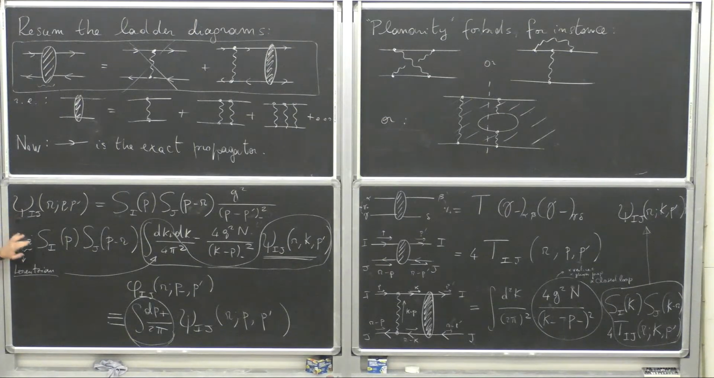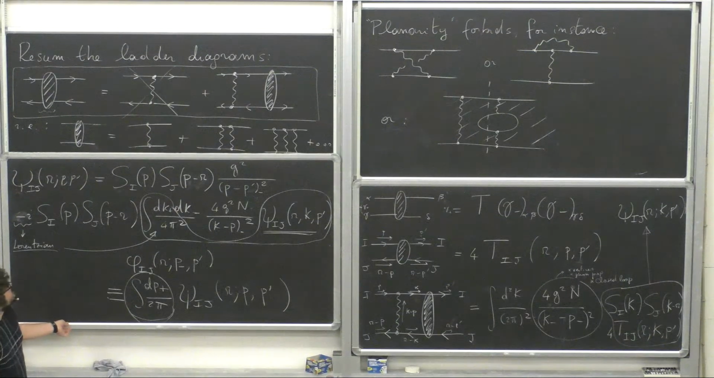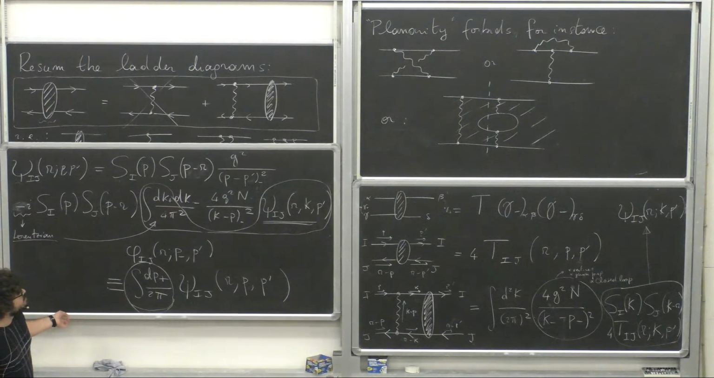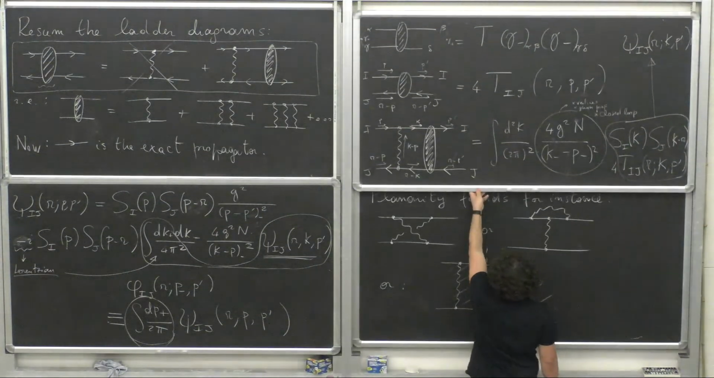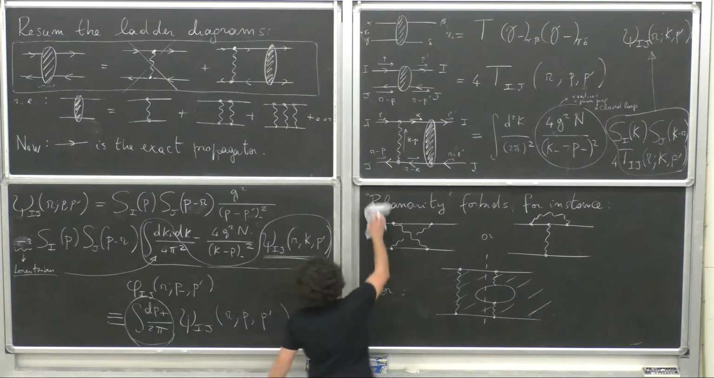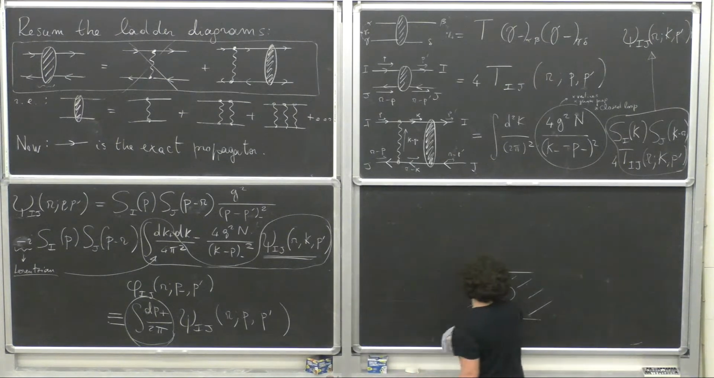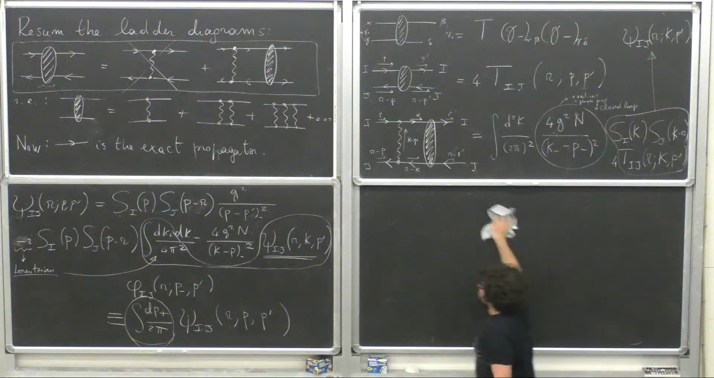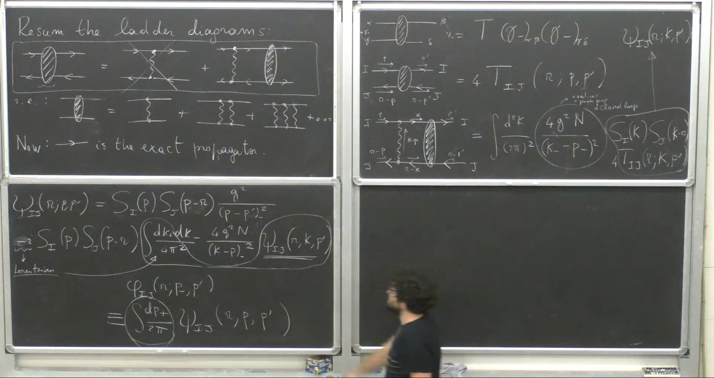Okay, so now I'm going to take my equation and apply this integral in dp plus over 2 pi to the three components. Let's do it. I want to write in terms of this phi. So we apply this integral to our equation.